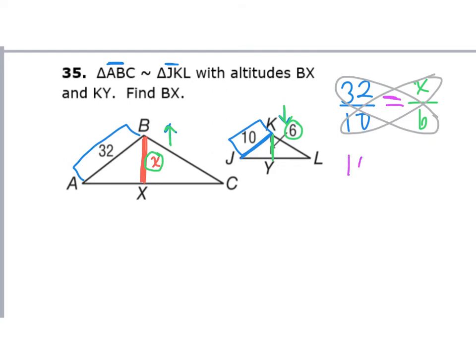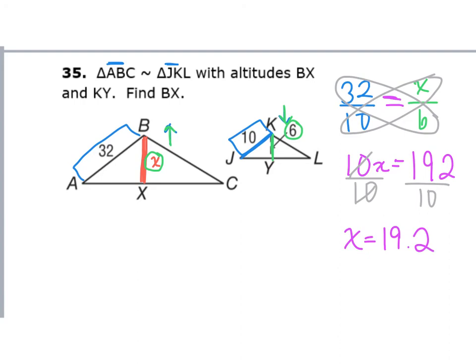Here I end up with 10x is equal to 6 times 32, which is 192. And then when I divide by 10 on both sides, I end up with x equals 19.2. I don't have any units, so this is where I'm done. Number 36.